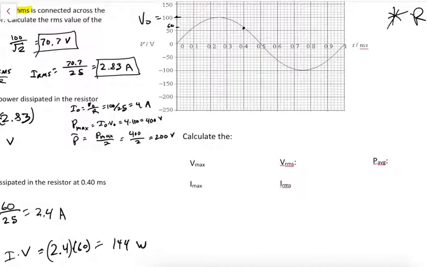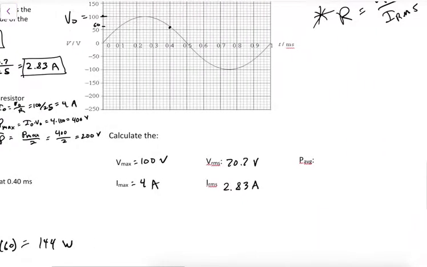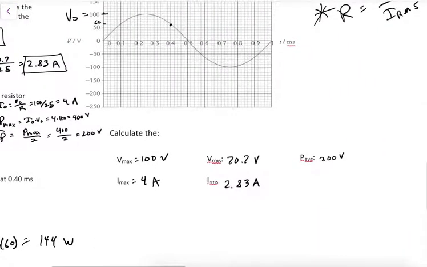Great, let's just fill all this in to make sure we got it right. V max, which is 100, is V naught. I naught, we already found to be 4 amps. V RMS is 70.7 volts. I RMS is 2.83 amps, and our average power is 200 watts. So we've already solved for everything there.